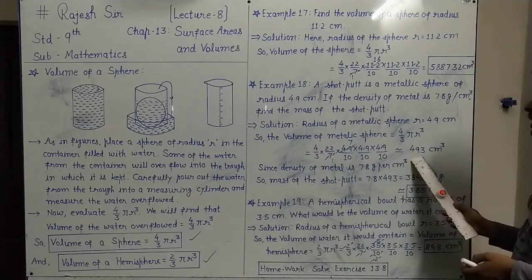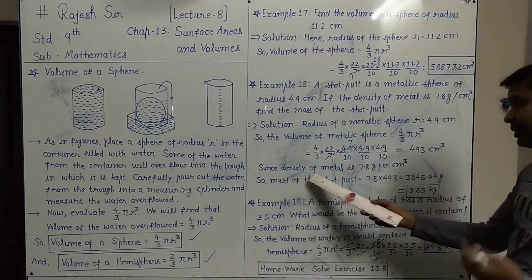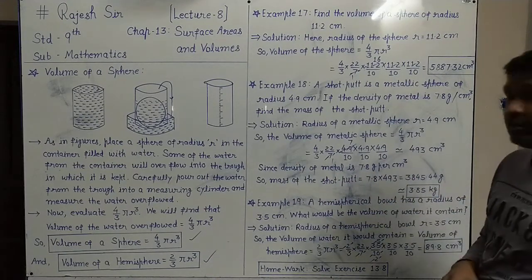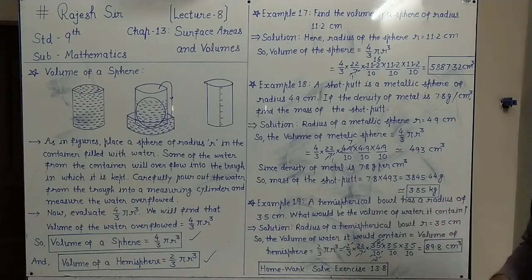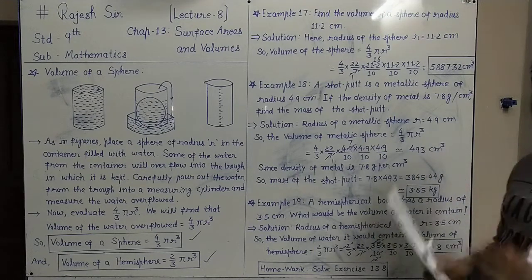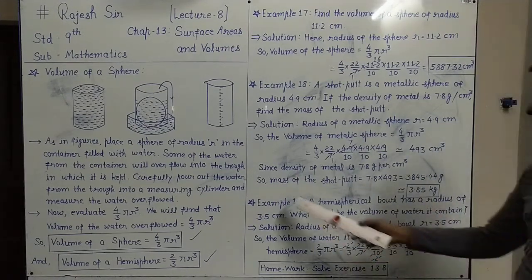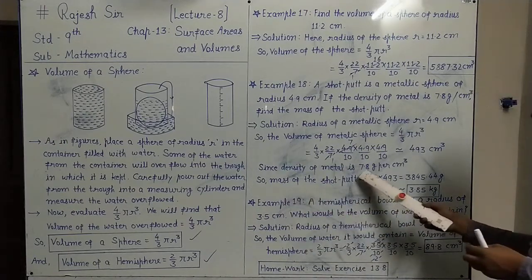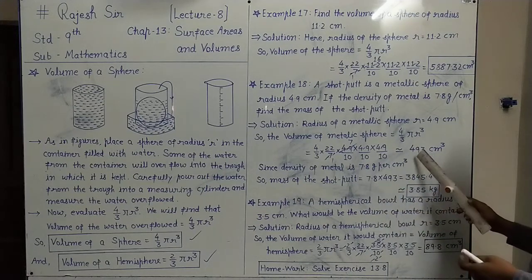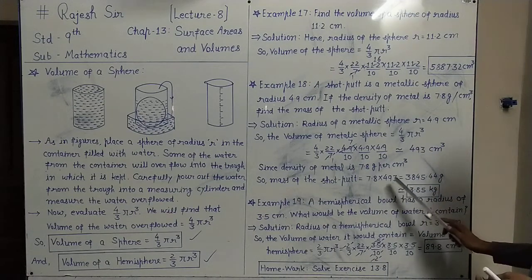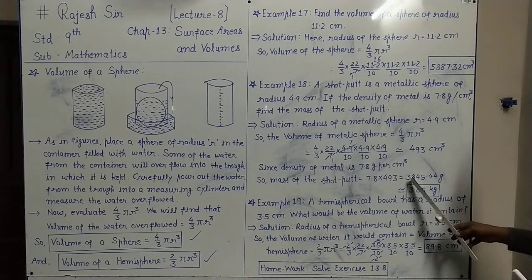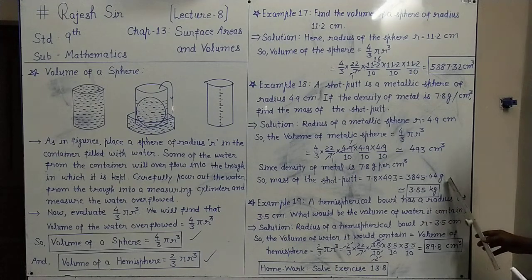Now this is the volume we have, and the density is given. Since the density of the metal is 7.8 gram per centimeter cube, it means in 1 centimeter cube 7.8 gram of mass is there. The total volume is 493 centimeter cube. So the mass of the shot put will be 7.8 gram, which is in 1 centimeter cube, into the total 493 centimeter cube. Multiplying these two gives 3845.4 gram.